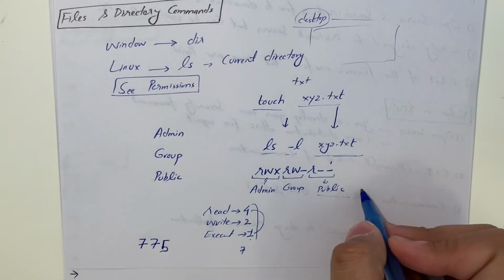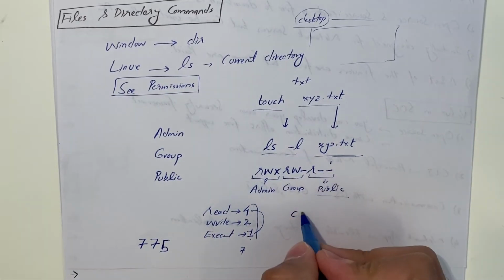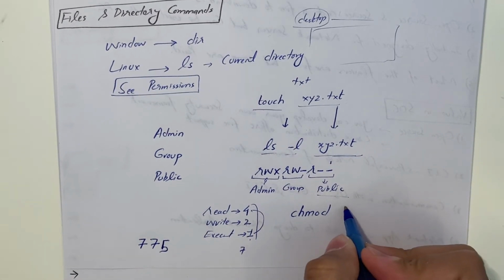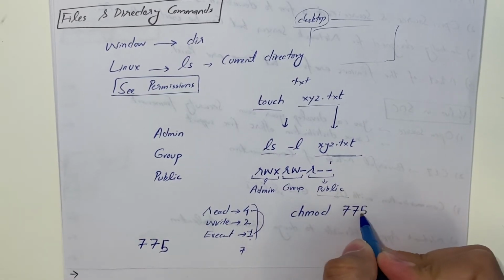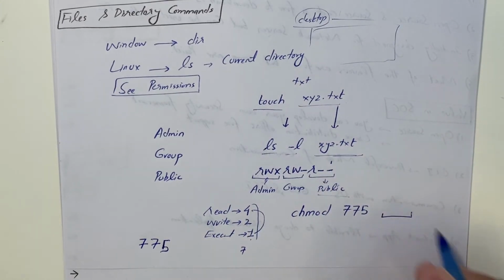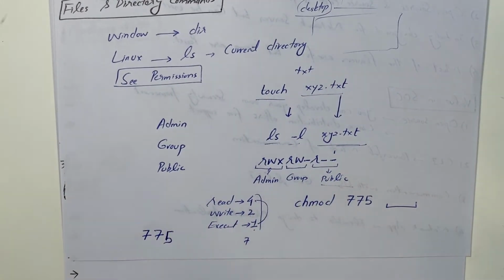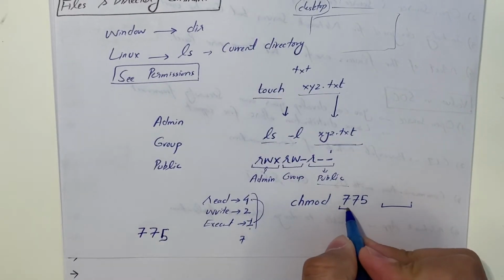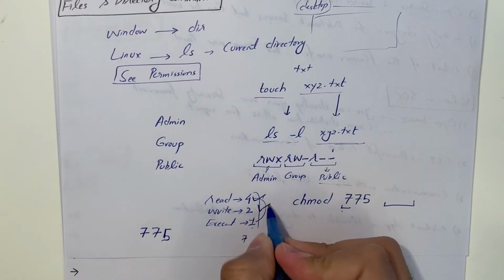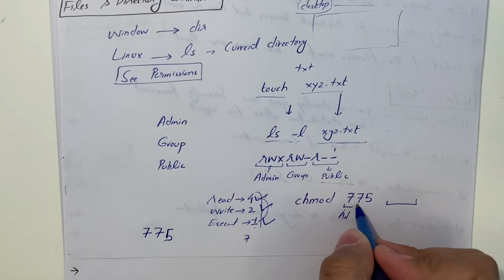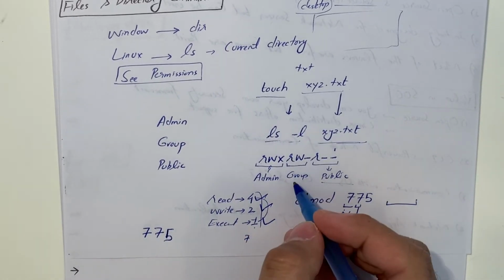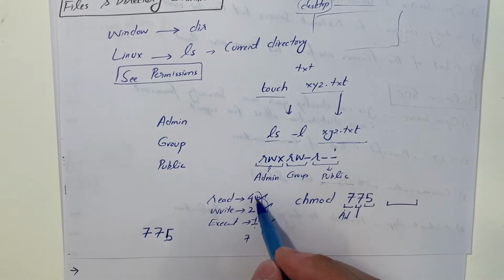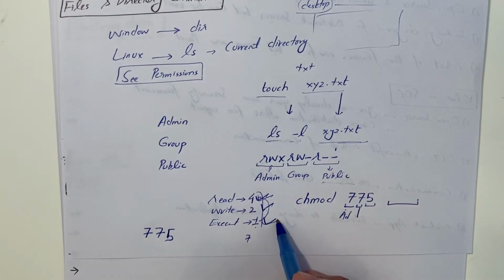So how can you change the permission? If you want to change the permission of a file, just type chmod and then the code number, let's say 775, and then the file name. What will happen if you run this command? The permissions have been changed. Now you are giving read, write and execute to admin. This 7 is for the group, read, write and execute, and 5 means you are letting the public read and execute only.